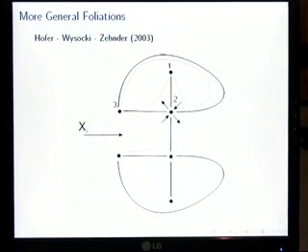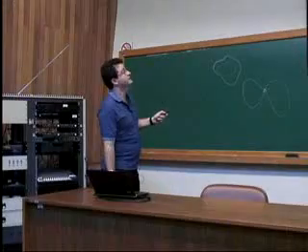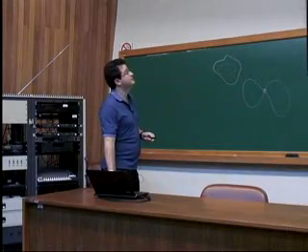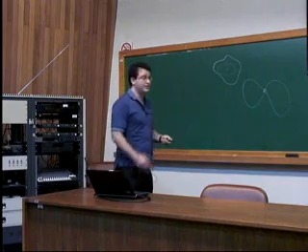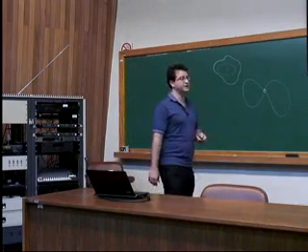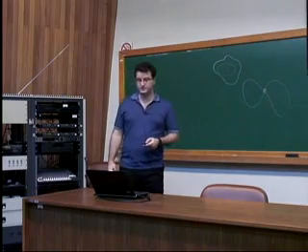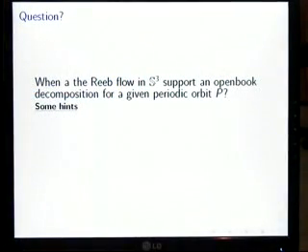And all the leaves are transversal to the Reeb vector field. This is a different kind of example of what is happening. So the question is, what happens in the general case of a star-shaped domain? When can you find this open book decomposition with an orbit in the boundary? This could be a question, and we try to answer it here.